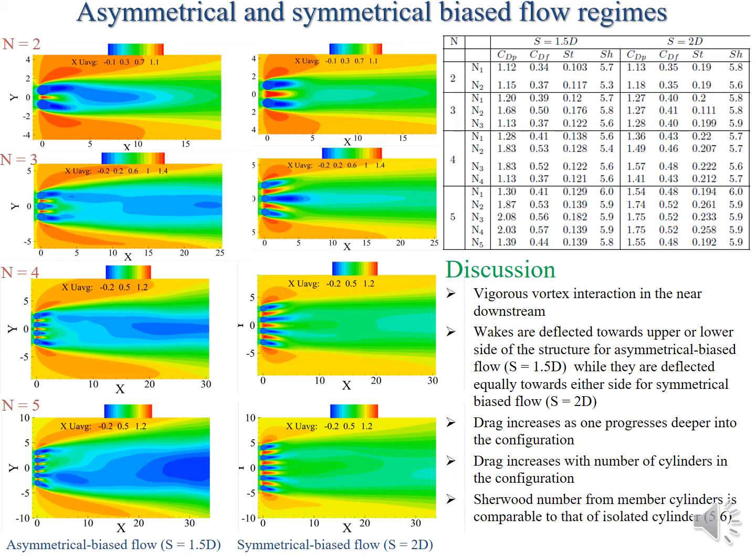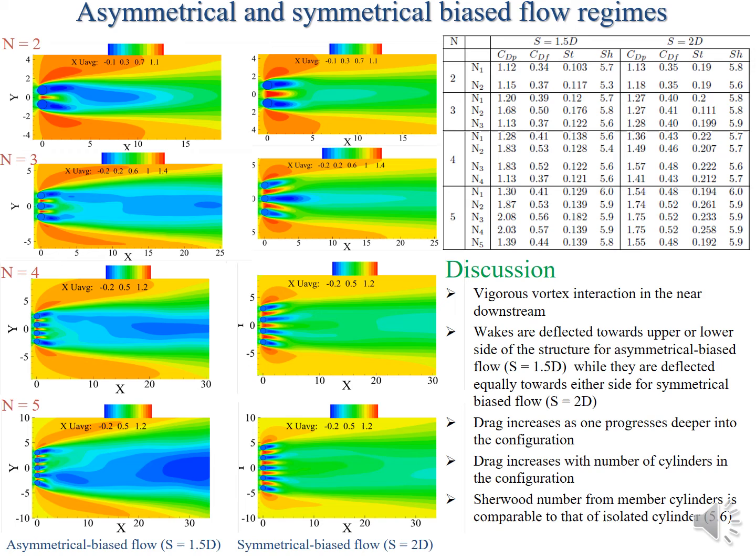One thing we also notice is that the first phenomenon we realized in the single body flow regime, that the drag coefficient increases as you increase the number of cylinders in the configuration, is also true for this regime. We can also see that as you move deeper into the structure, the drag also increases, which we also discussed in the single body flow regime.